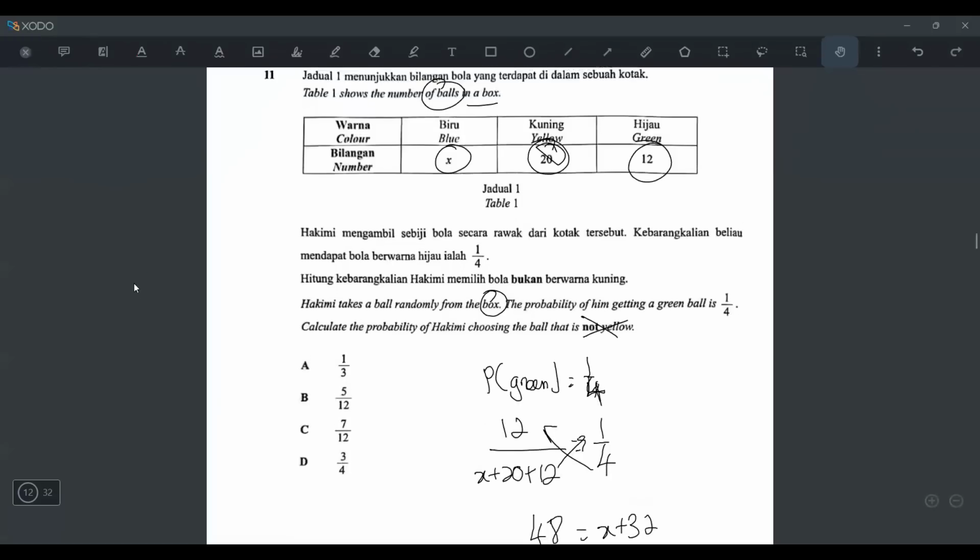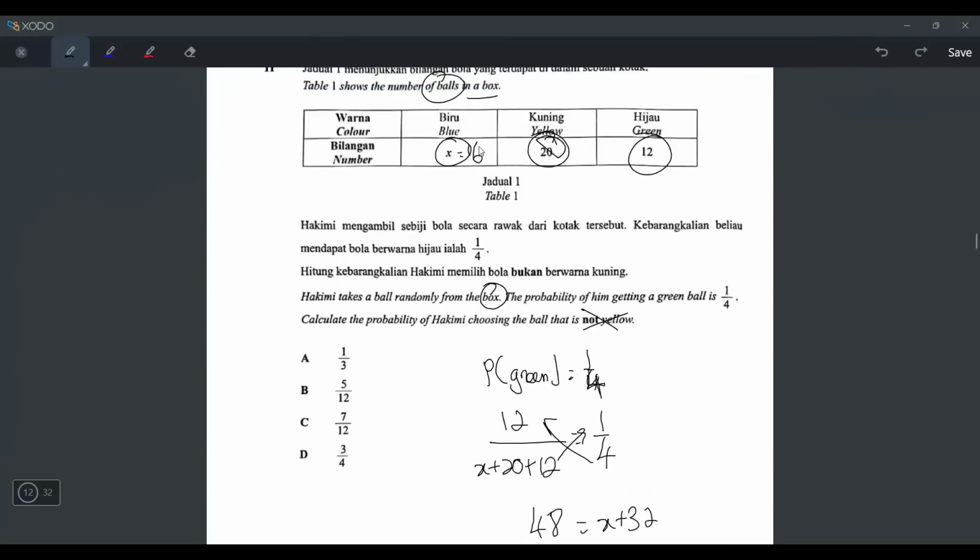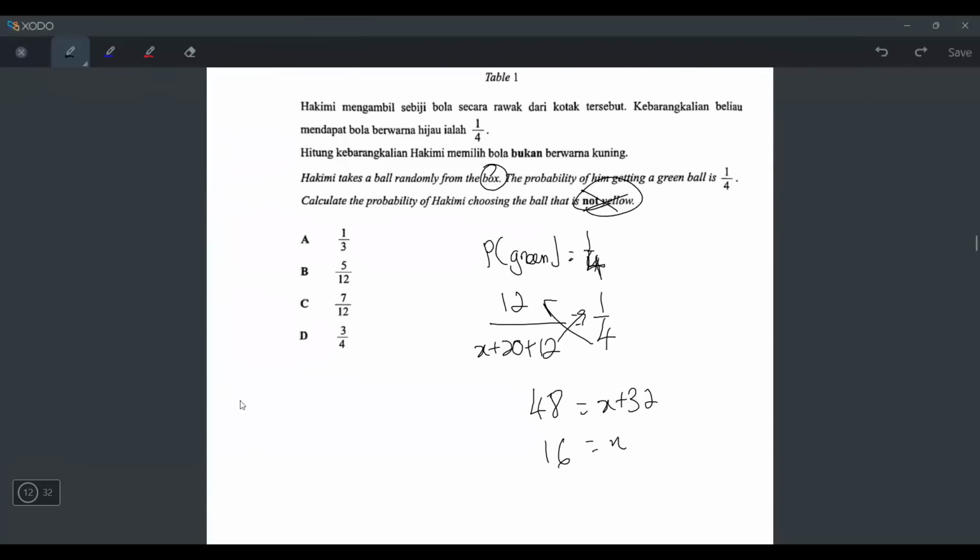So now we know X is 16, but is that the total? That's not the total. This is the number of blue balls. Now they say calculate the probability that is not yellow. So how to find the probability of not yellow? Well, I can find the probability of yellow first.